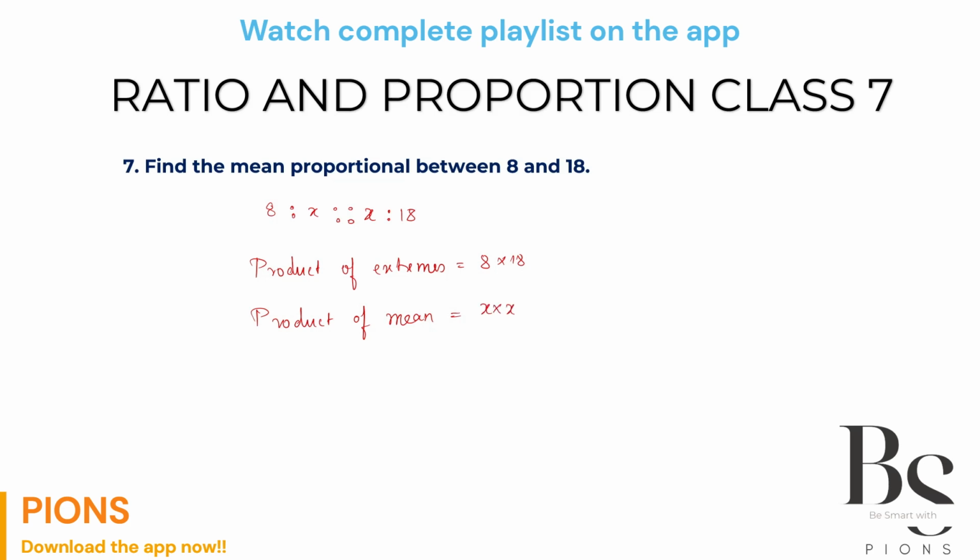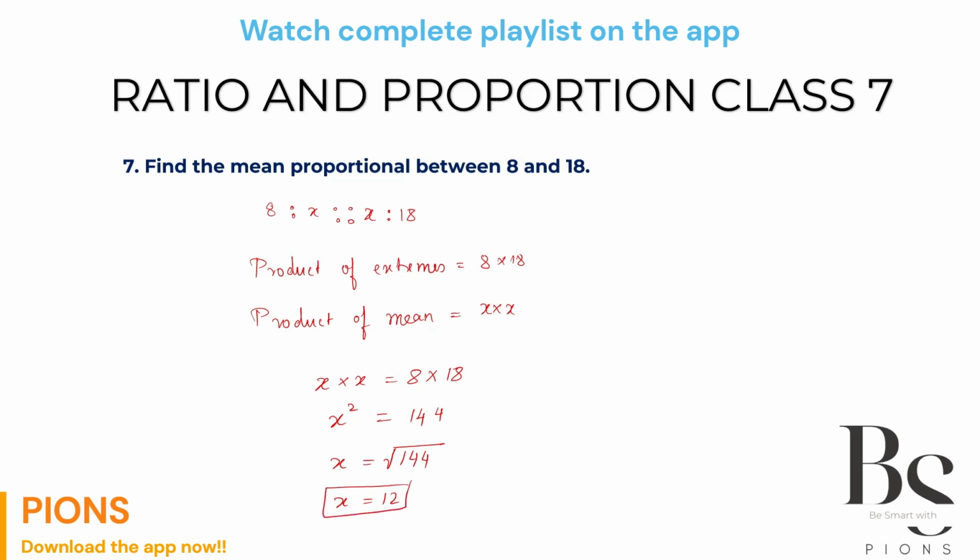So let's put it here, x into x will be equal to 8 into 18. So this will become x square, which is equal to 8 into 8, 8 is 64 and 144 we got when you multiply them. Now if I take the 2 on the other side, this power will convert into root. So you will get root of 144. Now root of 144 is nothing but 12. So the correct answer for x is 12.